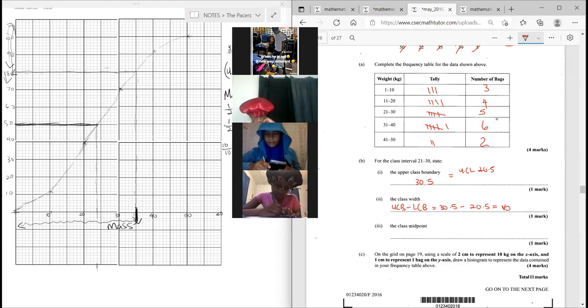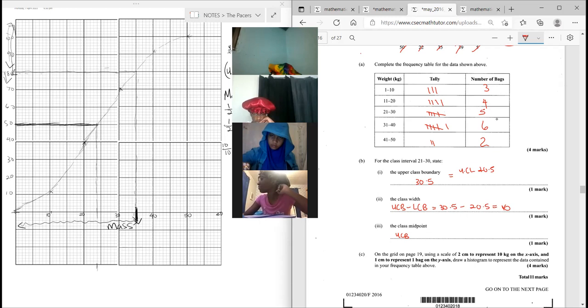What is the class midpoint? How do we find the midpoint? Upper class boundary. Didn't we do these things last class? Yes, Miss. 10 divided by 2. How to find the midpoint? Upper class boundary, subtract lower class boundary, divided by 2. Is it subtract? Add. So the upper class boundary, add the lower class boundary, divided by 2.